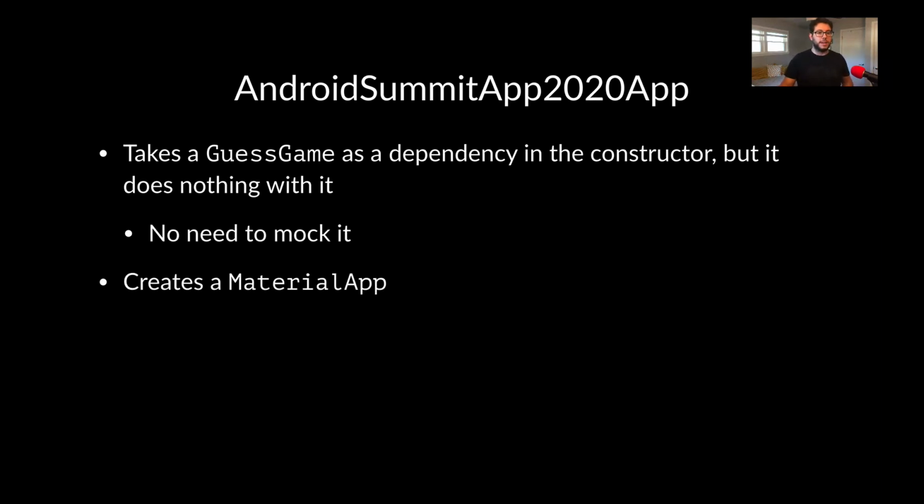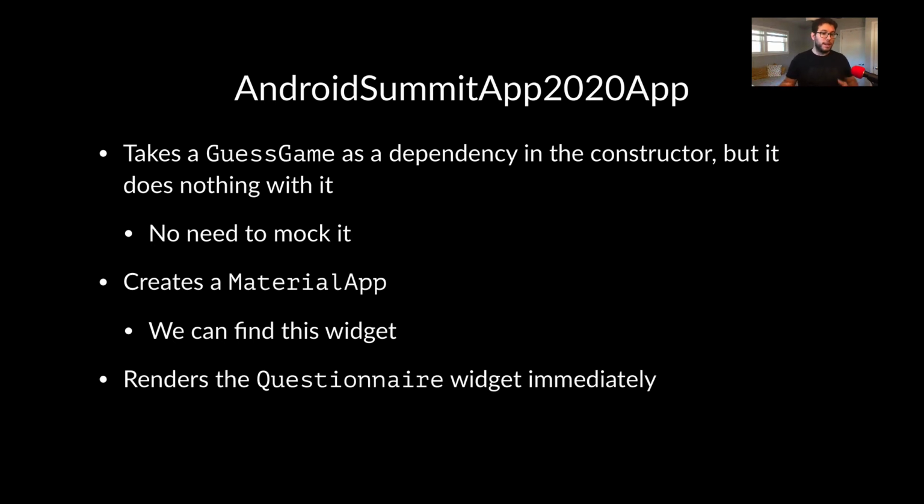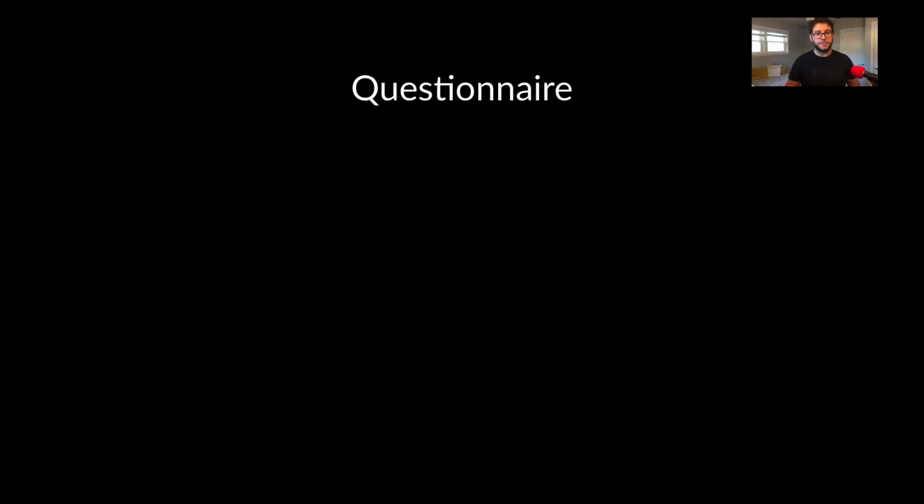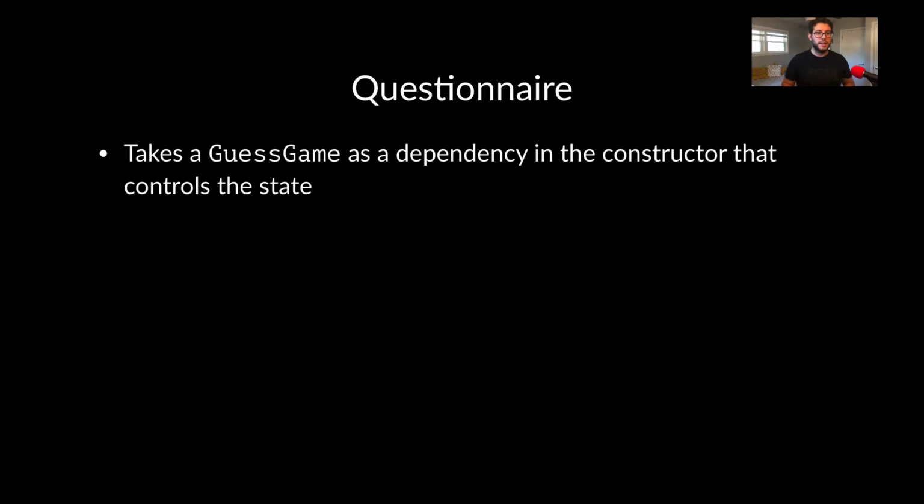It simply creates a material app, right? And we can just assert that we can find this widget. And then we can assert that it renders the questionnaire that we wanted to find. Let's see how we do that. As we can see, just as an example, we inject the guess game in the constructor, and in the build method, we just return a material app that has inside a scaffold, an app bar, and then a questionnaire. So we could find all these widgets for our test, and if we can find them, then that would be a successful test.